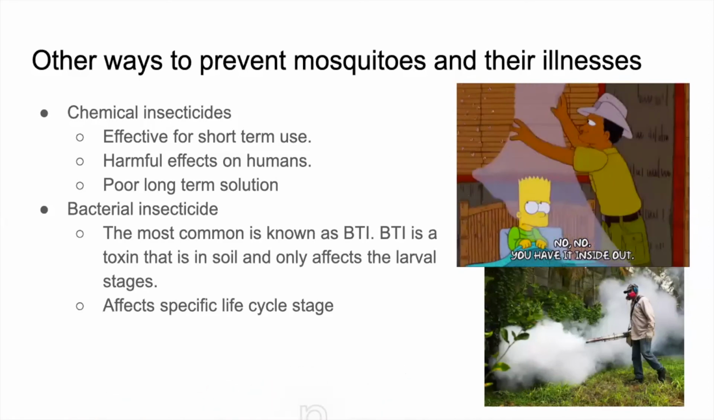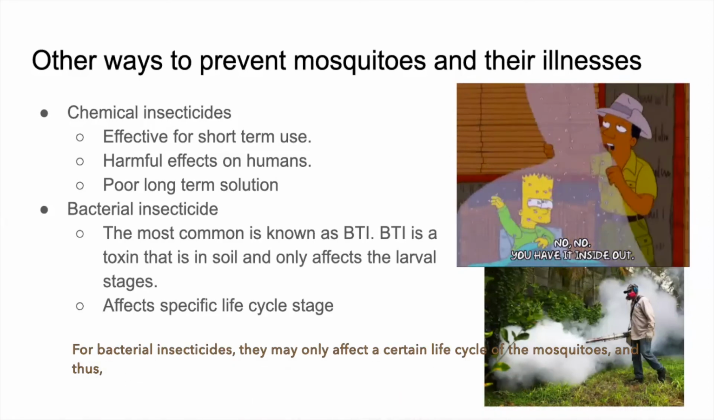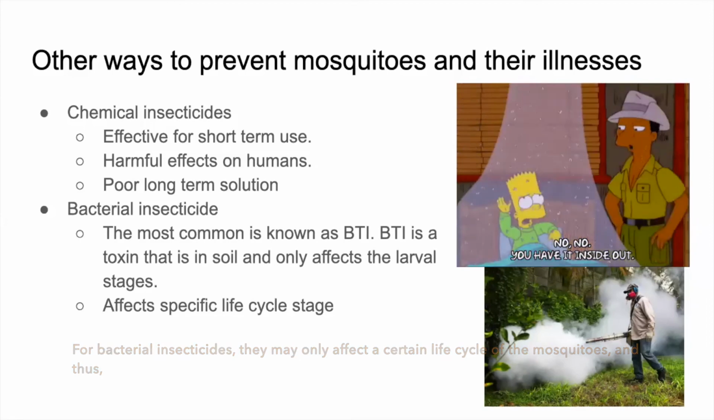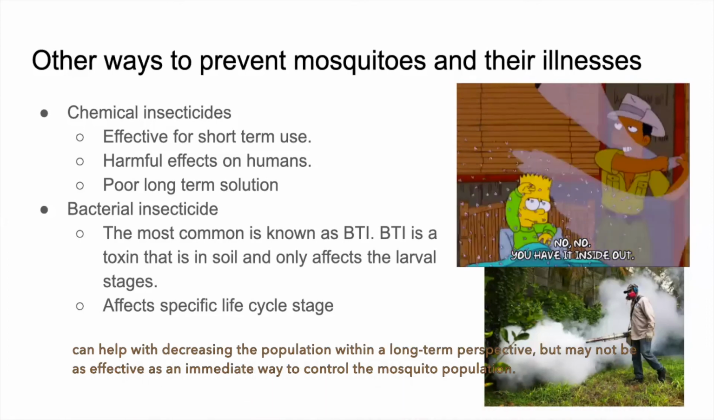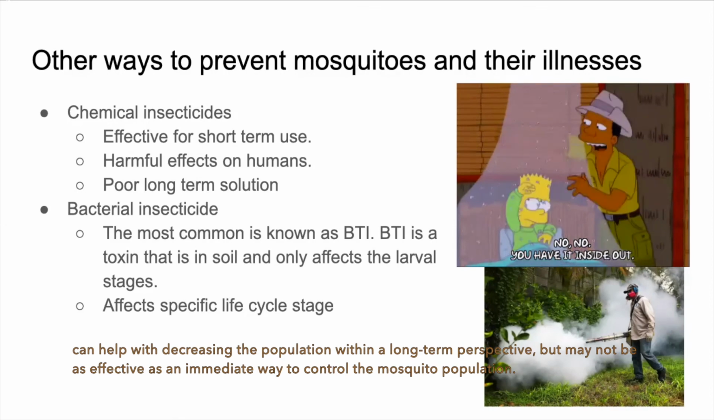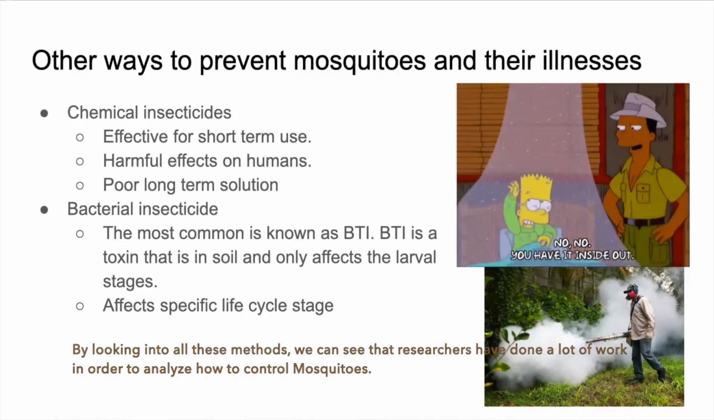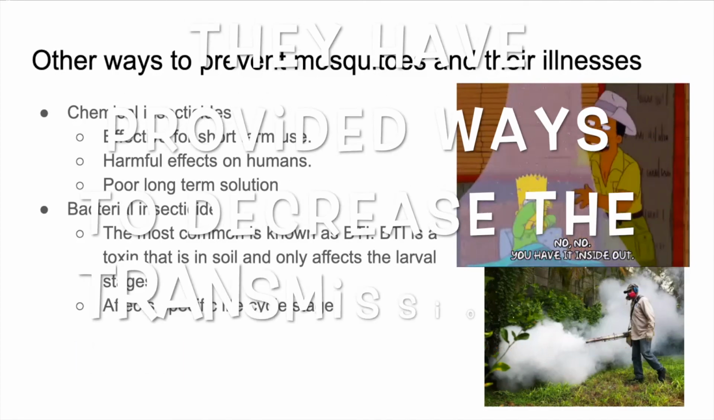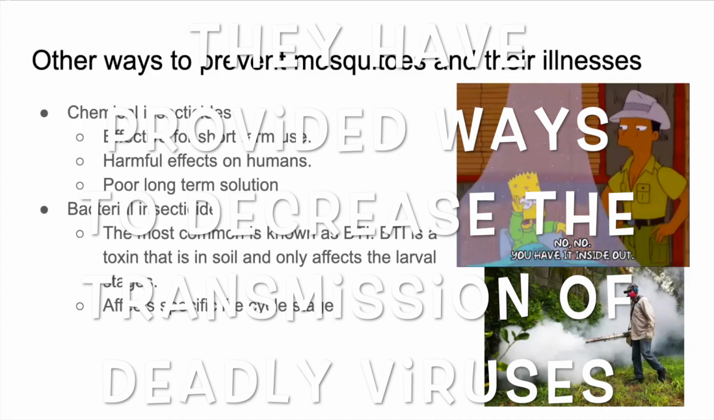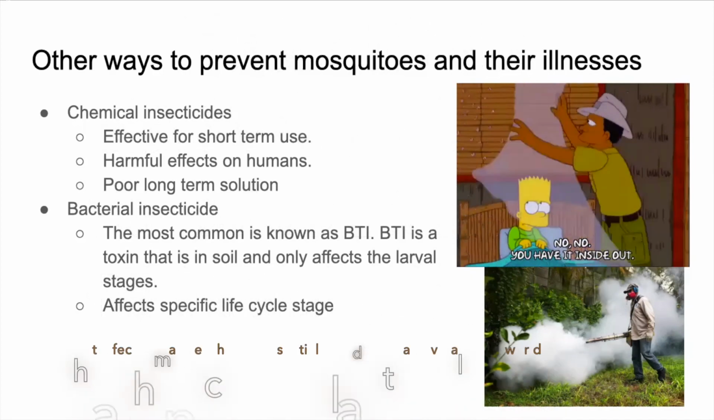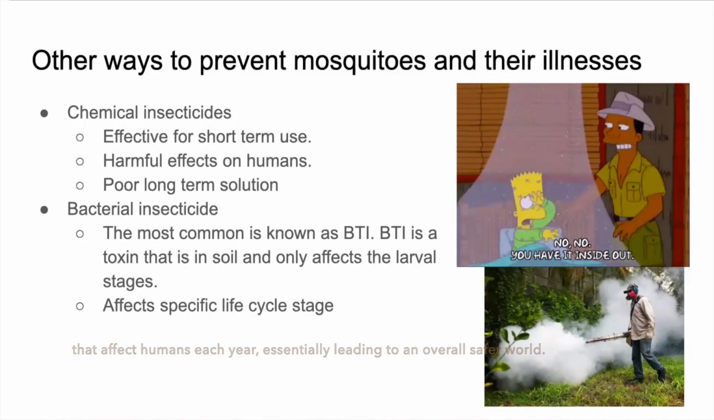For bacterial insecticides, they may only affect a certain life cycle of the mosquitoes, and thus can help with decreasing the population within a longer term perspective, but may not be as effective as an immediate way to control the mosquito populations. So by looking into all of these methods, we can see that researchers have done a lot of work in order to analyze how to control mosquitoes. By doing so, they've provided ways to decrease the transmission of deadly viruses and illnesses that affect humans each year, essentially leading to a safer world.